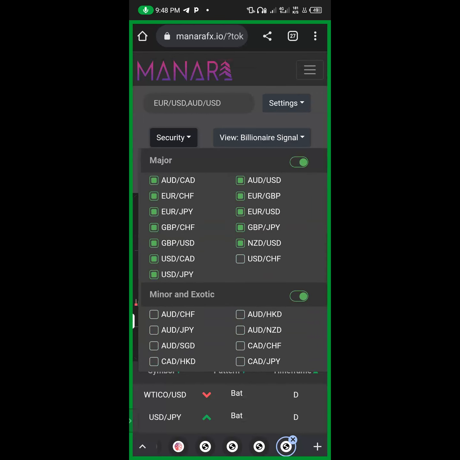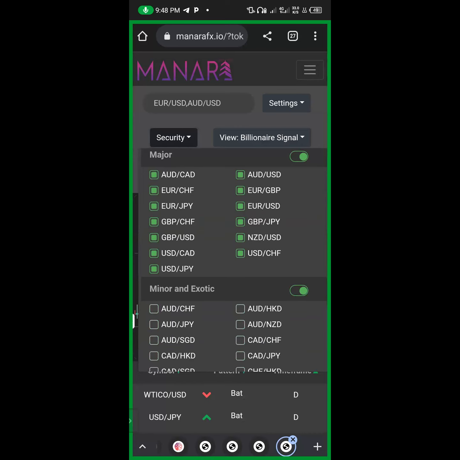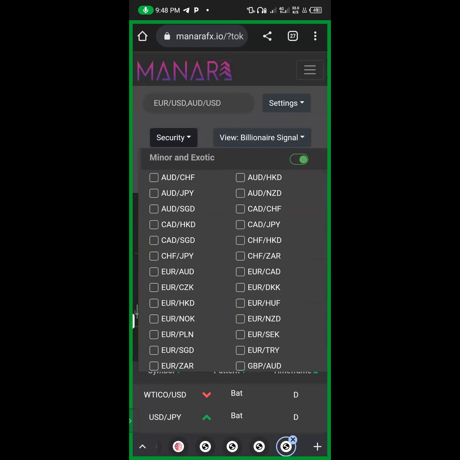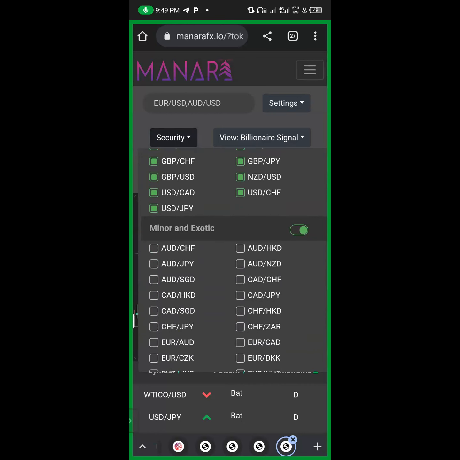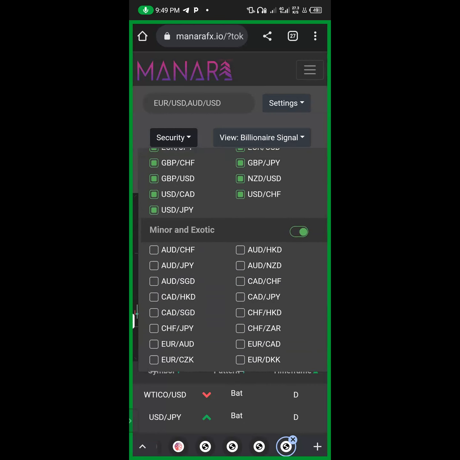Okay. So I always take majors. I only use majors. See, I don't take exotics. So take a picture. All you just need to do is switch on all the majors. Yes, I'm trying to make it simple for myself. That's why I don't want to take everything.